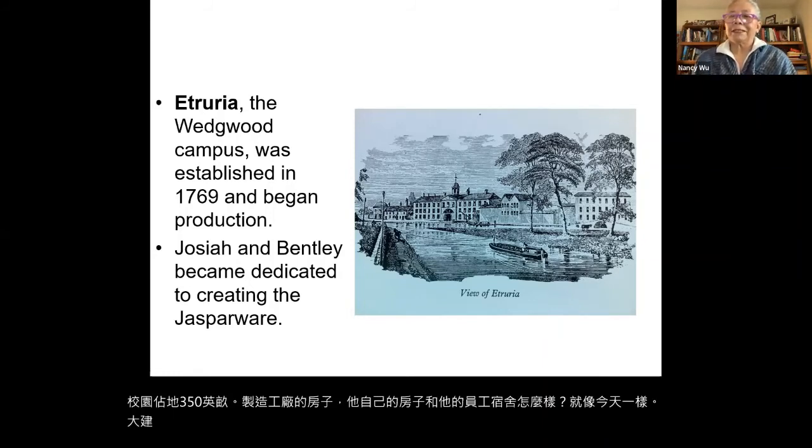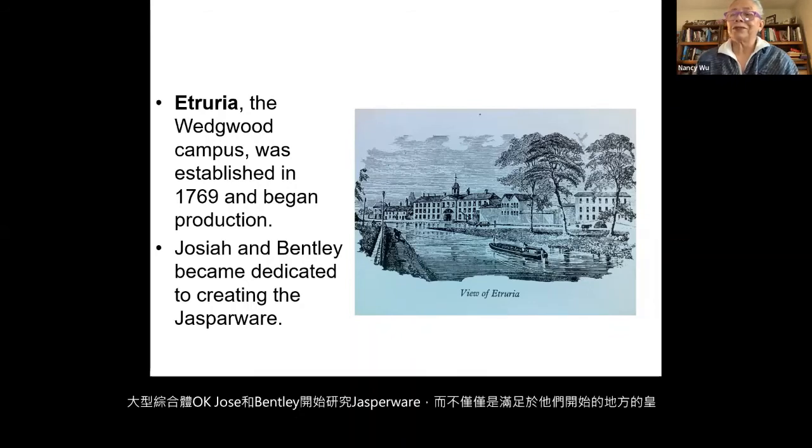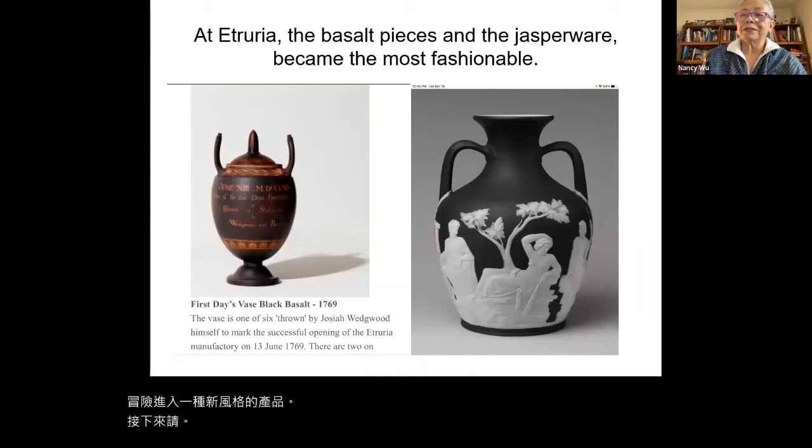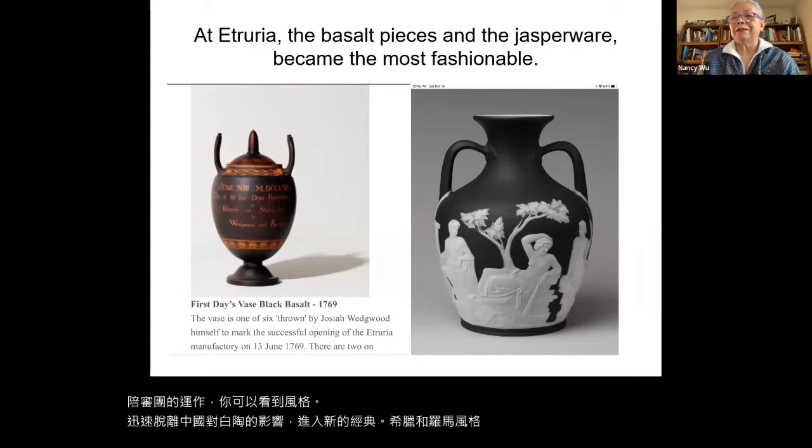And Josiah and Bentley started working on the jasperware. They were not just satisfied with Queen's ware; they started experimenting and ventured into a new style of products. Next, please. And this is to commemorate the operation of Etruria. You can see the style departs vastly from the Chinese-influenced blue-white ware and goes into neoclassic, the Greek and the Roman style, with the sculpturing motif on the side.